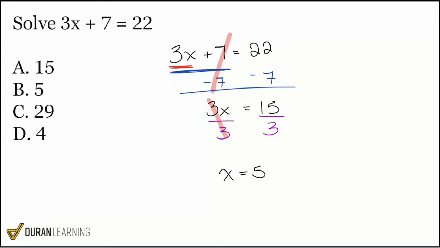And there we are. The correct answer here is answer choice B. And if we wanted to double check our work, we could plug in 5. 3 times 5 is 15, plus 7, that is indeed 22. And there we go. All good.